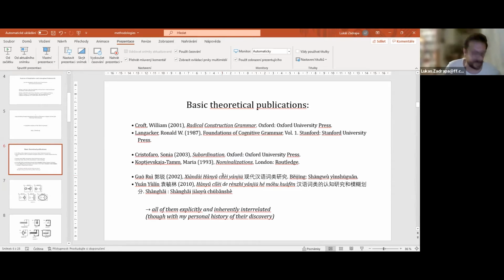And then I found very useful two relatively recent monographs on word classes, not in Classical Chinese, because as far as I know, there are no monographs on word classes in Classical Chinese, but there are two very good and very sophisticated books on word classes in modern Chinese. It is Guo Rui and Yuan Yulin, who both, again, heavily rely on Croft and Langacker, although Yuan Yulin harshly criticized Guo Rui and so on, but in fact it is the same approach.